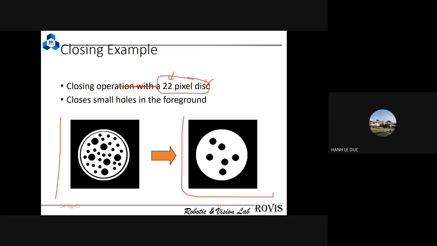Right? One question here: now I want to display the small one, and I don't want to display the big one. So what should I do? Reduce the kernel? No, if you reduce the size of the kernel, you cannot fill in here. You cannot dilate.